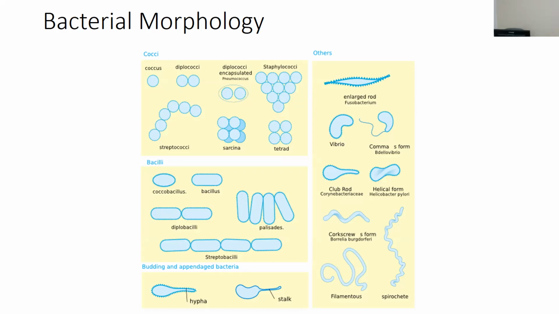H. pylori is the bacteria that causes ulcerations in your stomach lining. So we see that doctors will order an H. pylori antigen test, okay, if somebody's having abdominal pain for a long period of time and they suspect that that's the bacteria that's found, and we treat it, right? They treat it now with antibiotics.